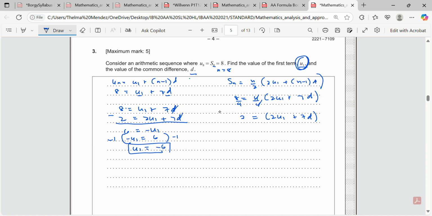And from here, we can now find our d using the same equation here, because this one is much simpler. So u sub 8 equals u sub 1 plus 7d. Our u sub 8 is 8 and u sub 1 is negative 6, plus 7d. By transposition, or doing your algebra, you can transpose this there. So you have 14 equals 7d. Therefore, our d, by dividing both sides by 7, is equal to 2.